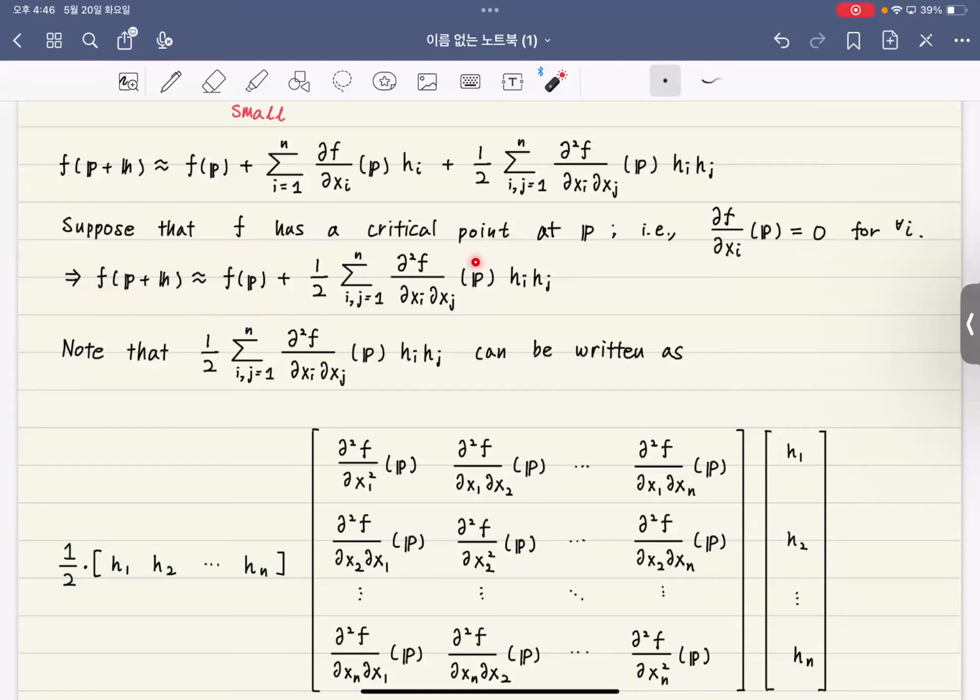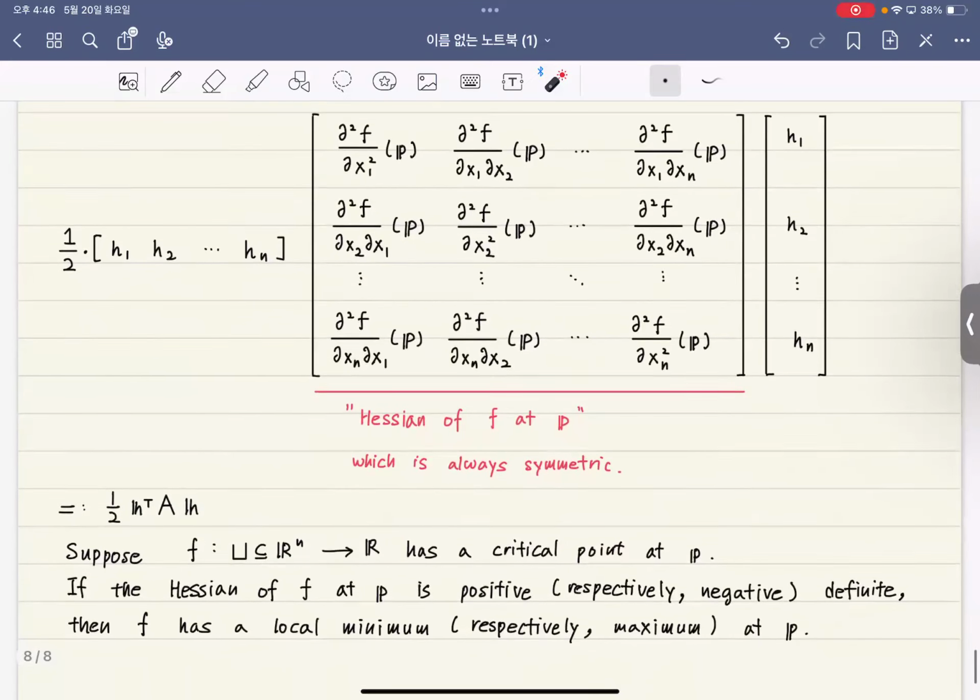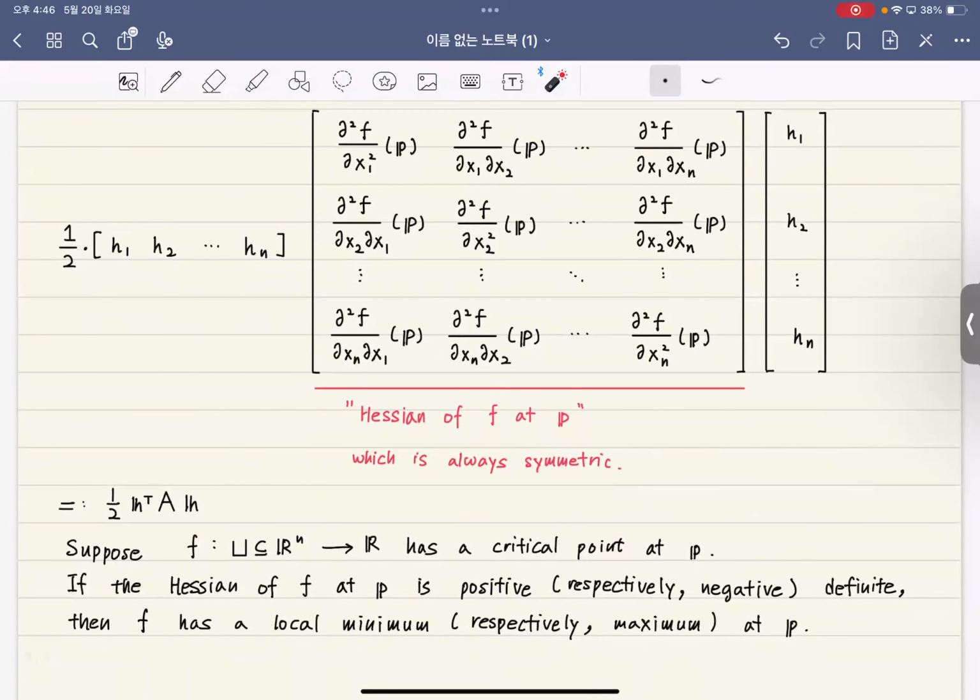On the other hand, if the Hessian is negative definite, then this is always negative, right? Therefore, f of P plus H is always smaller than this number, and therefore this is a local maximum, right? So being a local maximum or local minimum is determined by the positive or negative definiteness of this Hessian matrix. The natural question arises: how do you determine whether any given n by n symmetric matrix is positive or negative definite? That question is answered in the next lecture. Okay, thank you for your patience and see you next time.